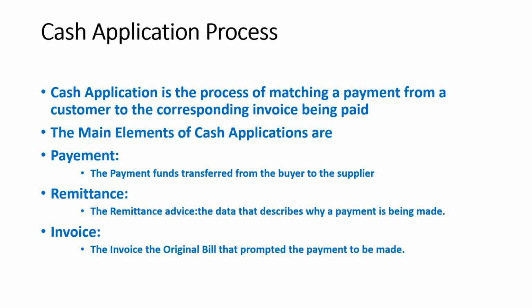Cash application is a process. What they are saying is cash application is the process of matching a payment from the customer to the corresponding invoice being paid. The main elements of cash applications are payment, remittance, invoice. Payment: the funds transferred from the buyer to the supplier. Remittance: the remittance advice, the data that describes why a payment is being made. Invoice: the original bill that prompted the payment to be made.